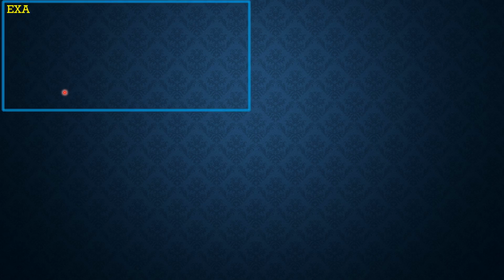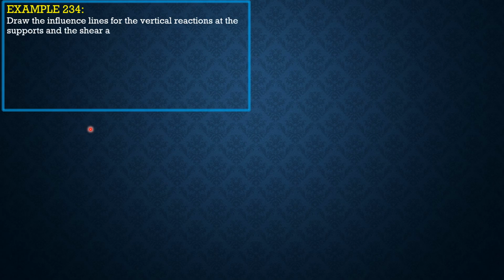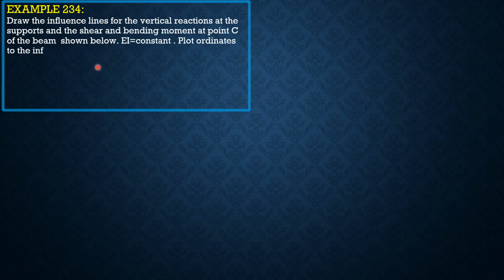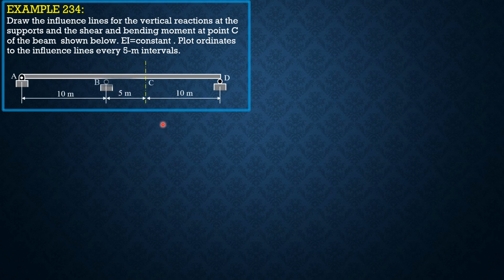So here is the problem on the construction of influence lines for indeterminate structures. Draw the influence lines for the vertical reactions at the supports and the shear and bending moment at point C of the beam shown below. EI is constant. Plot ordinates to the influence lines every 5-meter intervals. So I will solve this problem by the three-moment equation.